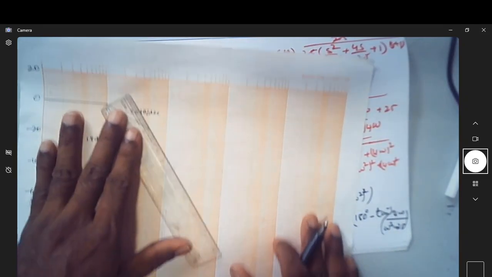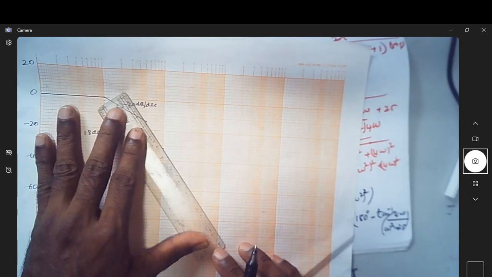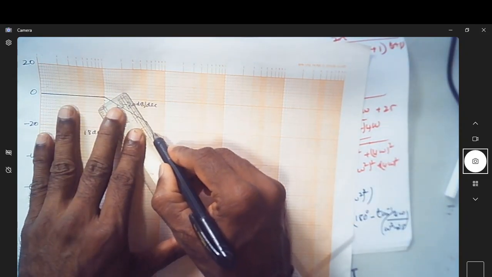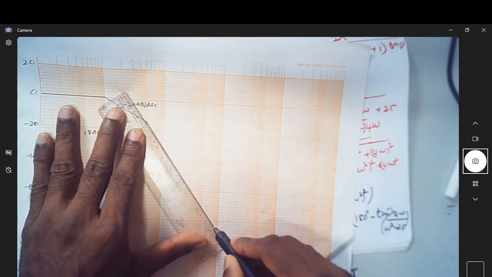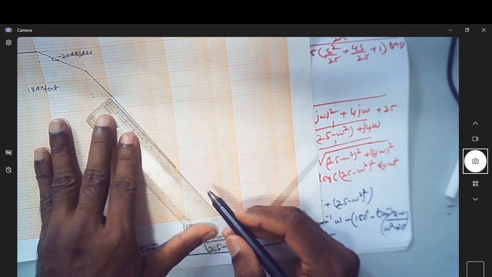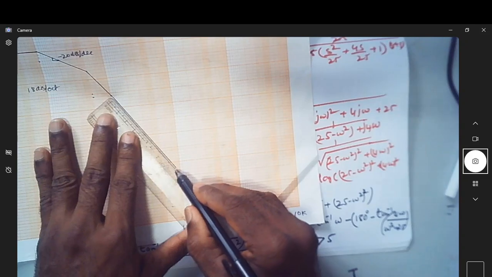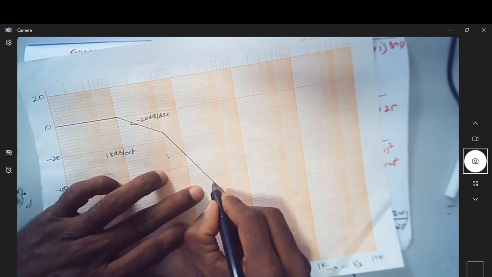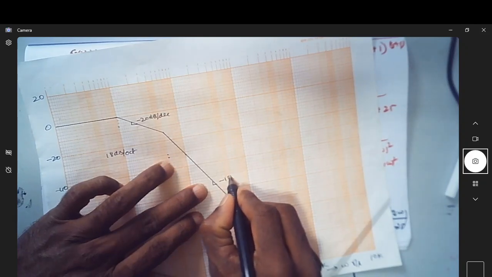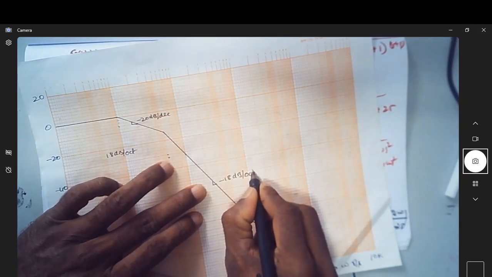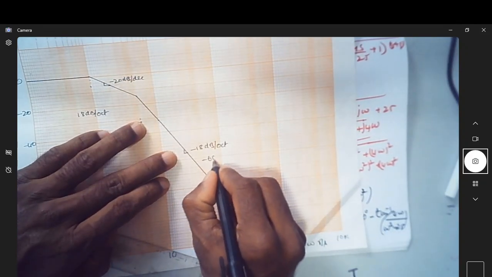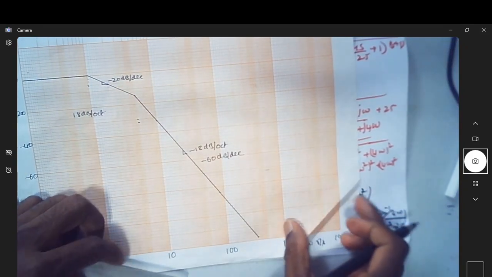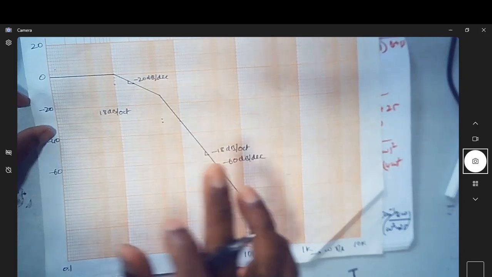If I write it, this will be 60 dB per decade line. So this is 60 dB per decade line. So I can write it till the end. So here it is minus 18 dB per octave, or minus 60 dB per decade. So we have plotted the graph now.